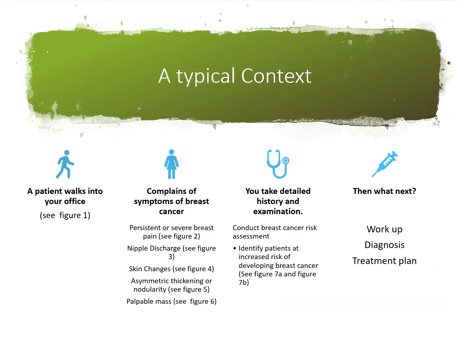A typical context will include a patient walking into your office and complaining of symptoms of breast cancer. You now take a detailed history and examination and decide on the next steps to take. So, different phases of this patient's cancer journey can be found in the NCCN guidelines. The NCCN guideline provides recommendations for each of these phases and helps you with the treatment plan. Details of these recommendations can be found in the printout included in this module.